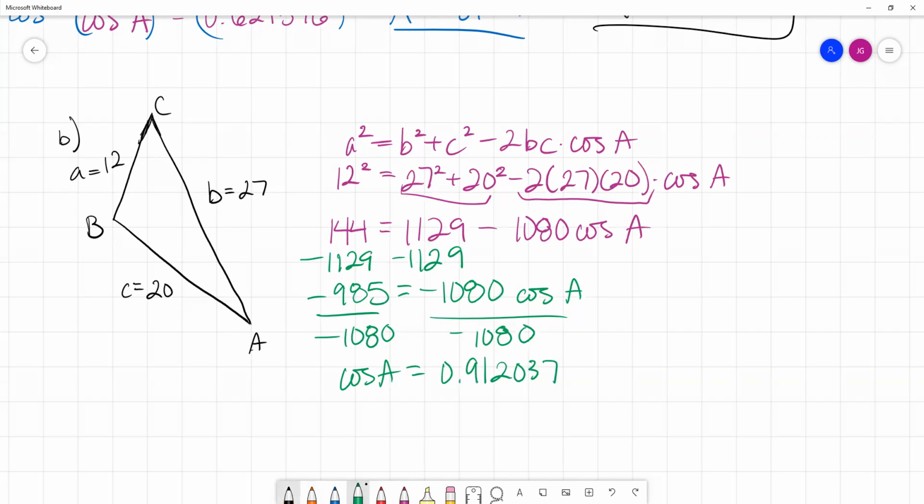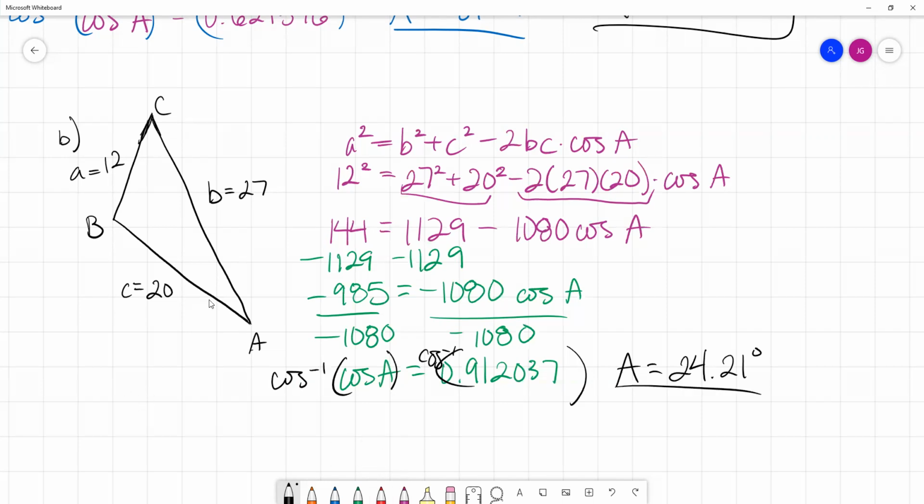And here I can go ahead and take the cosine inverse of both sides to get rid of that cosine on the left and get A all by itself. Sorry, I kind of squished it up there. So that means that angle A is the cosine inverse of 0.912037. And so we end up getting A is 24.21 degrees. Okay, so there's our first angle.